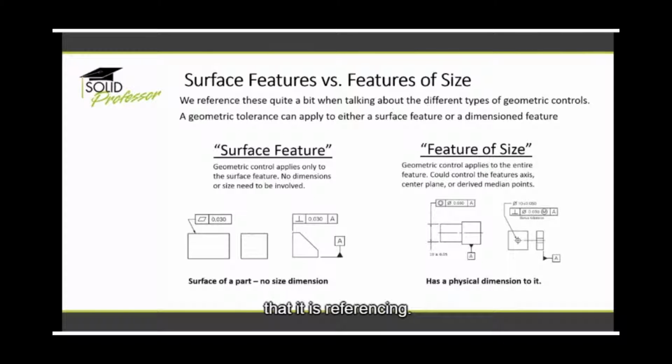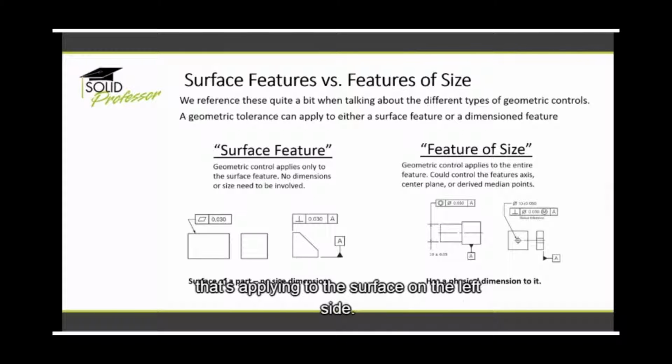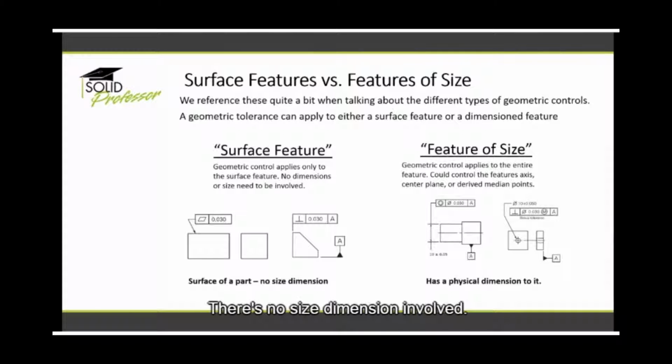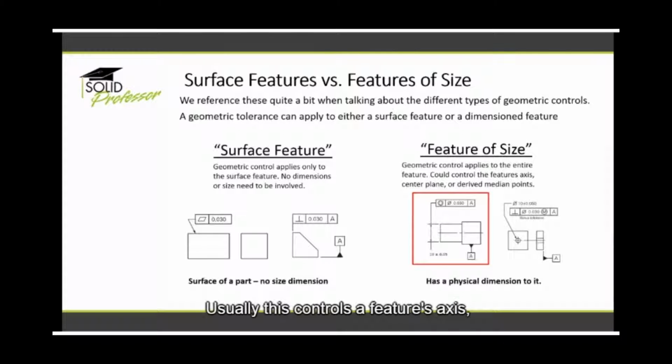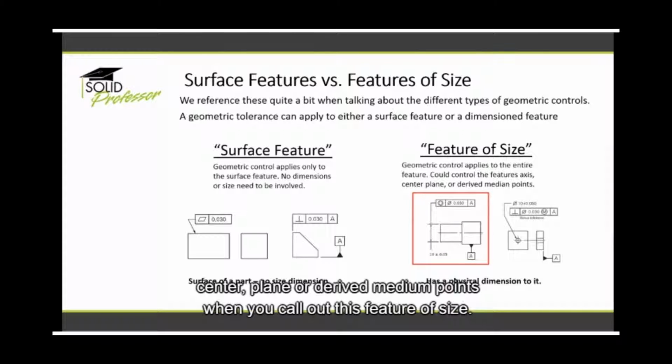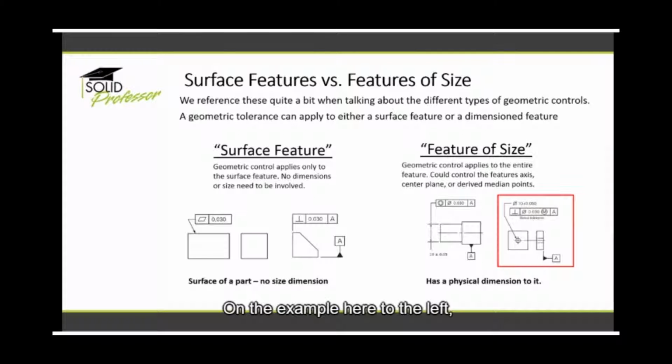Now, a feature of size is a geometric control that applies to the entire feature that's being described. Usually this controls a feature's axis, center plane, or derived median points when you call out this feature of size. On the example here to the left, we have concentricity that's pointing to the dimension of 10 plus or minus 0.05. This is a feature of size because the geometric control is applying to the size dimension. On the right here, we have perpendicularity applying to a hole. This is a feature of size because it has a specific size dimension to it.